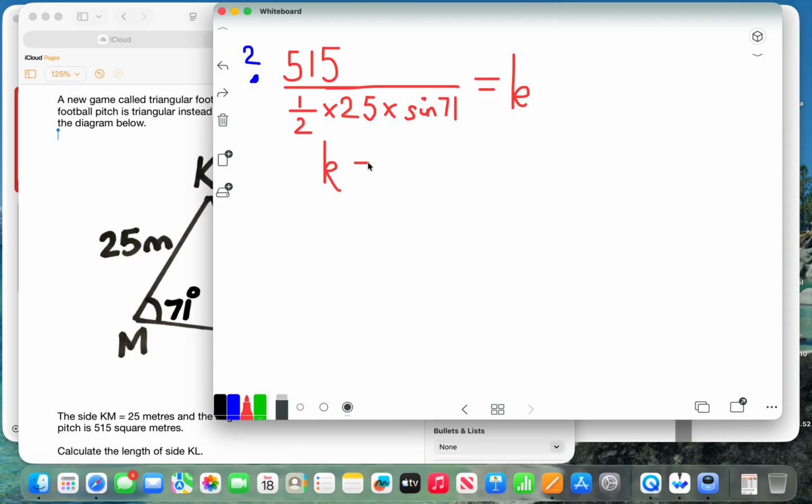Let's plug this into the calculator and find a solution, but I want to keep a lot of decimal places in because you do not want to round off too early. So making sure to use degrees and not radians, we get 43.57397 meters.